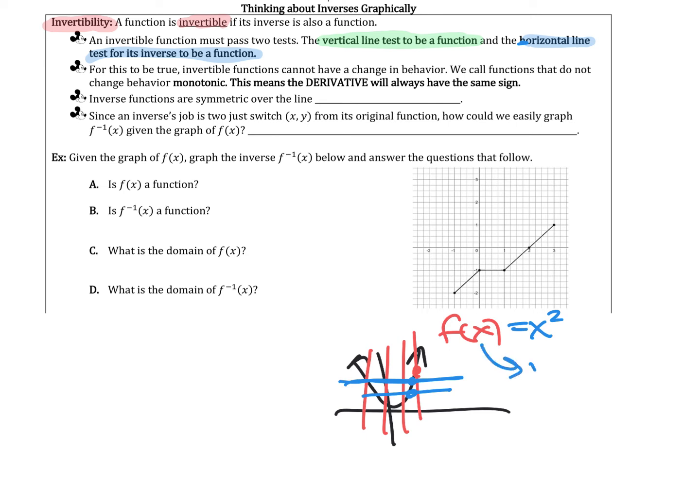line test. So the f of x passes the vertical line test, but f of x does not pass the horizontal line test, which means that its inverse is not a function, which means that this function is not invertible because it doesn't go both ways. The vertical line test and the horizontal line test both have to work in order for a function to be invertible. So what kind of functions are invertible?